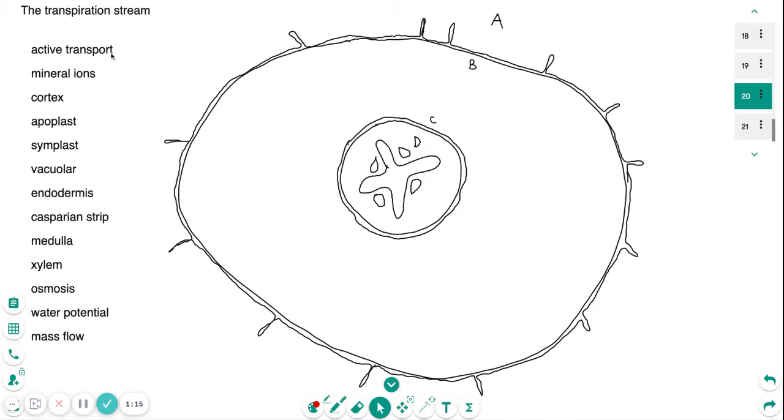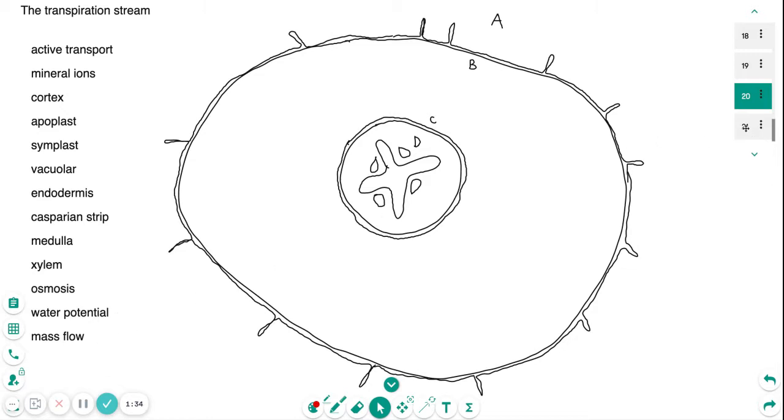So we have to talk about active transport, mineral ions, cortex, apoplast, symplast, and vacuolar pathways, the endodermis, the Casparian strip, which is found in the endodermis, the medulla, the xylem, the process of osmosis and water potential. We also need to talk about mass flow as well.